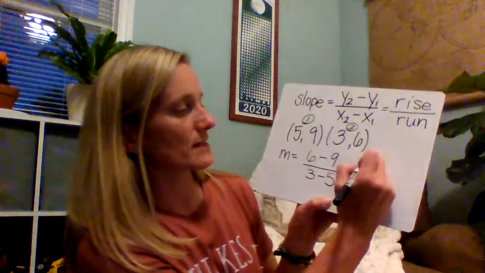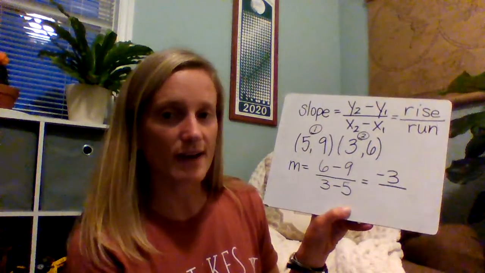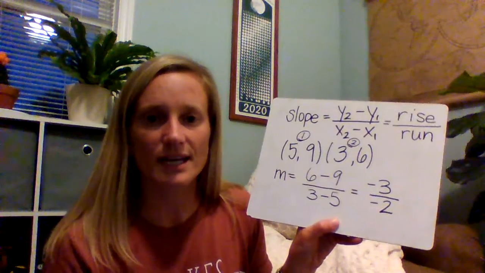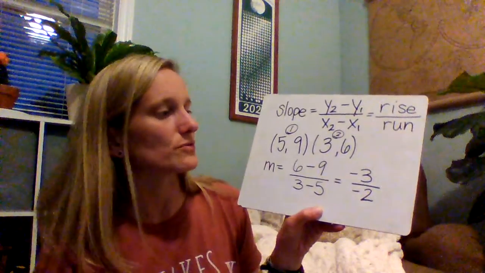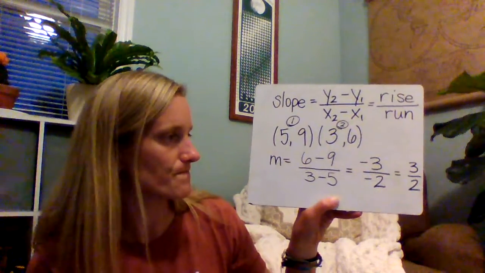When I do 6 minus 9, I get negative 3. When I do 3 minus 5, I get negative 2. If I have a negative divided by a negative, those two negatives are going to cancel each other out. Those are just our integer rules. So this will actually be a slope of positive 3 halves. So my slope would be 3 divided by 2.